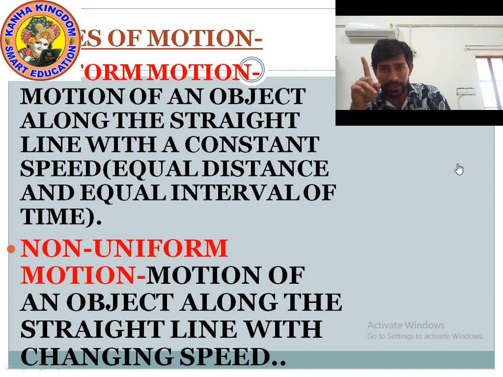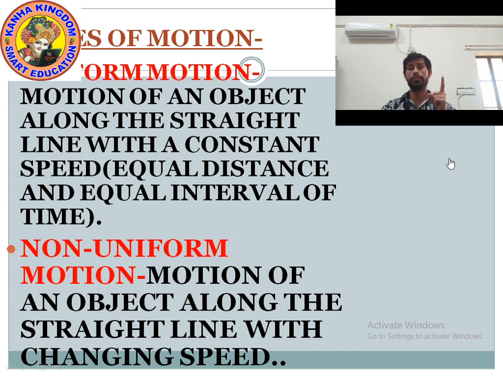So there are three definitions of non-uniform motion. First definition is on the screen: motion of an object along the straight line with changing speed. The remaining three definitions. Definition number one: the unequal distance traveled in unequal time is known as non-uniform motion. Second definition: the unequal distance traveled in equal interval of time is known as non-uniform motion. Third definition: the equal distance traveled in unequal interval of time is known as non-uniform motion.